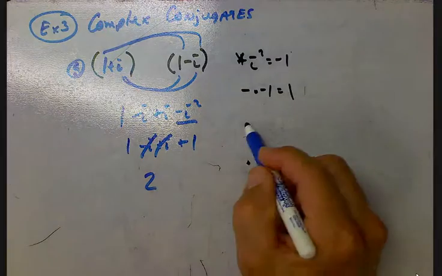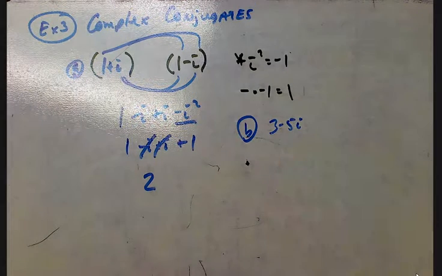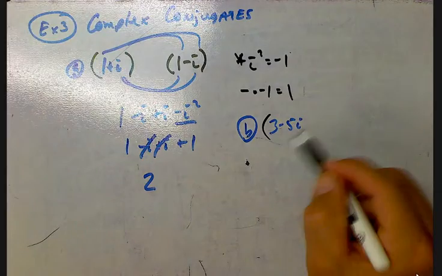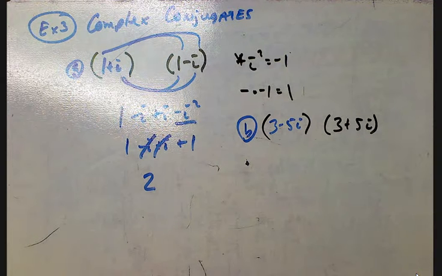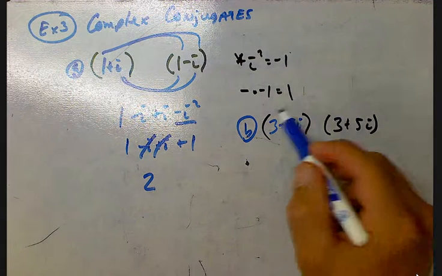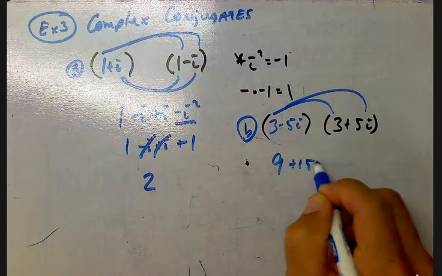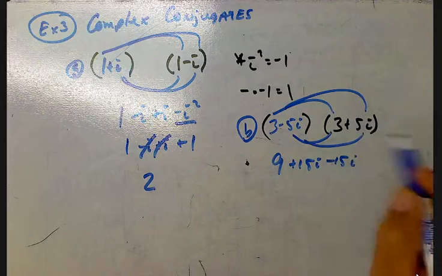For part B, they give 3 minus 5i. So the complex conjugate of 3 minus 5i would be, yes, that's correct, 3 plus 5i. Multiply these two together. 3 times 3 is 9. 3 times 5i is 15i. Negative 5i times 3. Negative 5i times 5i.